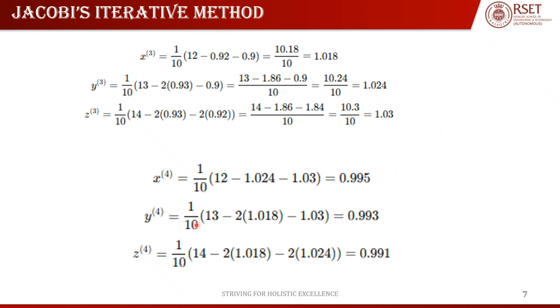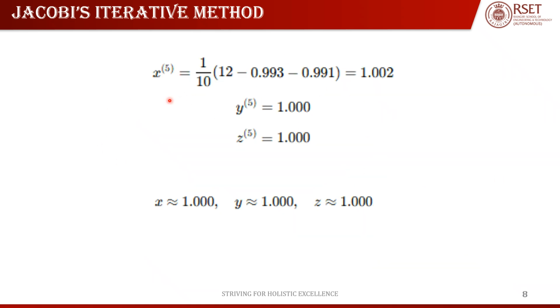And similarly for y4 you have 1 by 10 into 3 minus 2 into x, so that x will be your x3, minus you had z, so that z will be your z3. Okay, if you need y4, and if you have the formula x, you substitute the value of x3. If you have z, you substitute the value of z3. Just substitute the values from the previous iteration. And similarly we'll just continue for x5, y5 and z5.